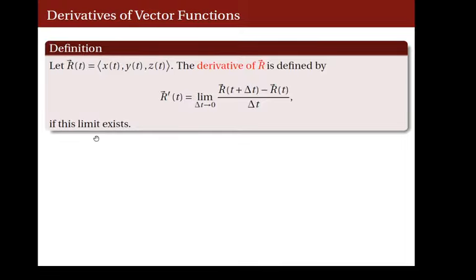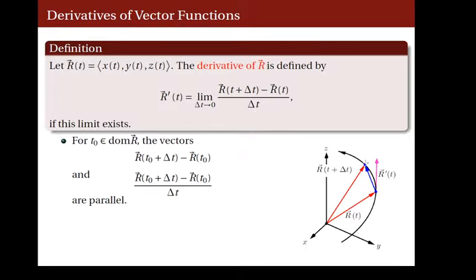Now let us consider the geometric interpretation of the derivative of a vector-valued function. So let us look at this image on the right side of the slide. This black curve here represents the curve of R of t. Now, the two red vectors are the vectors R of t and R evaluated at t plus delta t. So if we form the difference between these two vectors, we get this blue vector here.